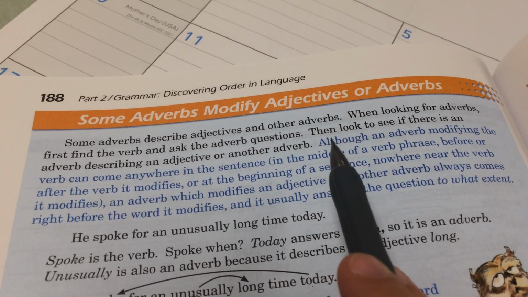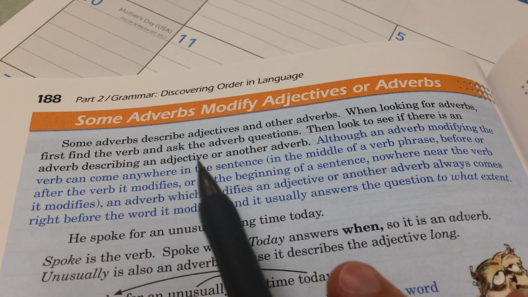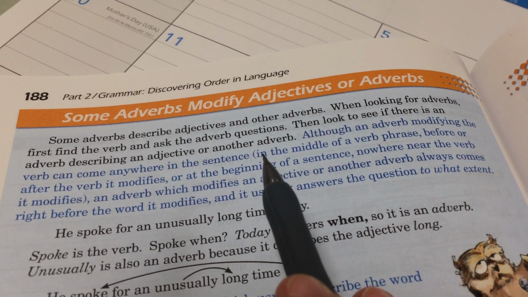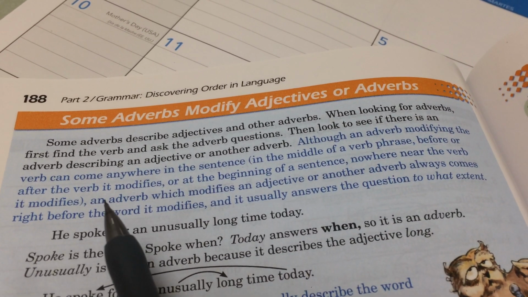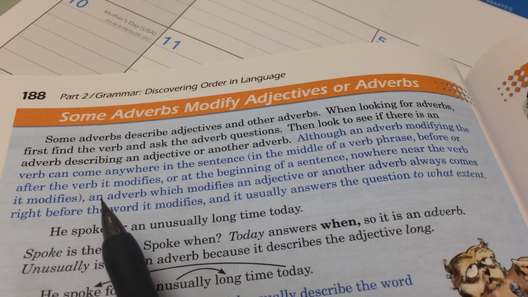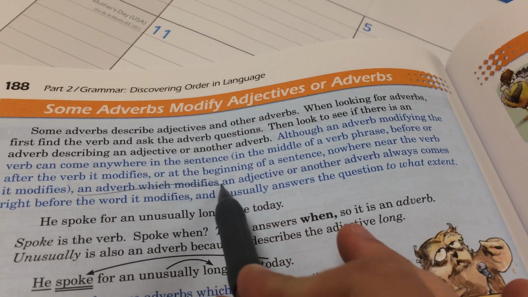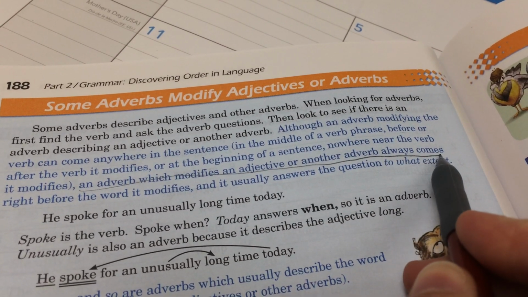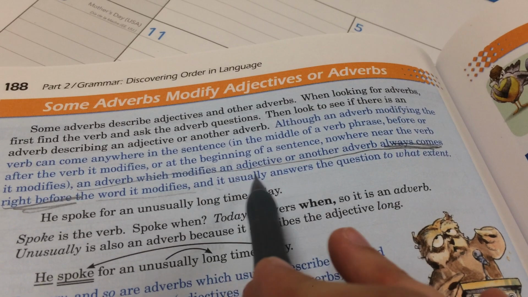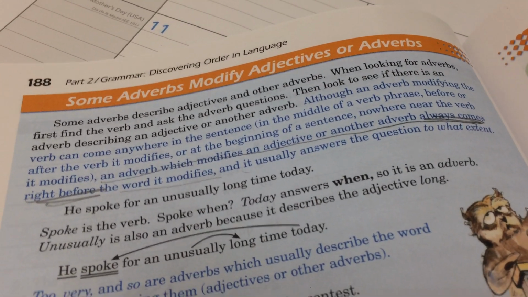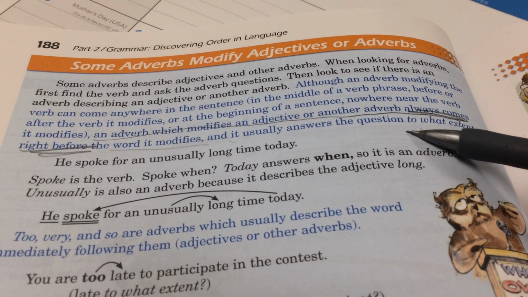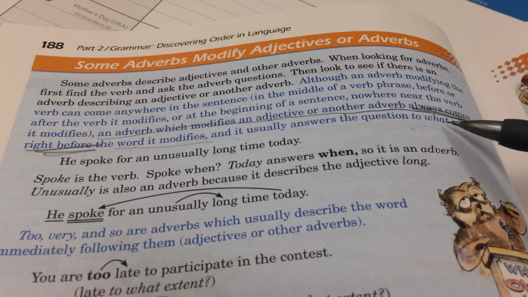So here's a clue. Without reading this whole sentence here, you can go back and read that yourself. When an adverb describes a verb, it can be anywhere in the sentence. It can be in the middle of a verb phrase, before or after the verb it modifies, or at the beginning of a sentence, nowhere near the verb it modifies. However, an adverb which modifies an adjective or another adverb always comes right before the word it modifies, and it usually answers the question, to what extent. Typically, whenever it's describing an adverb or an adjective, it's going to be right before the adverb or adjective, and it's typically going to answer to what extent.